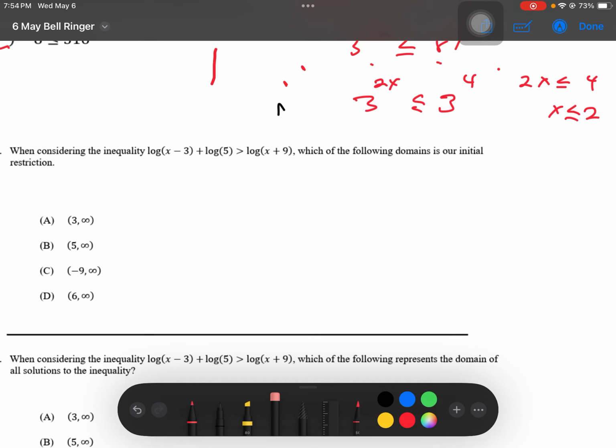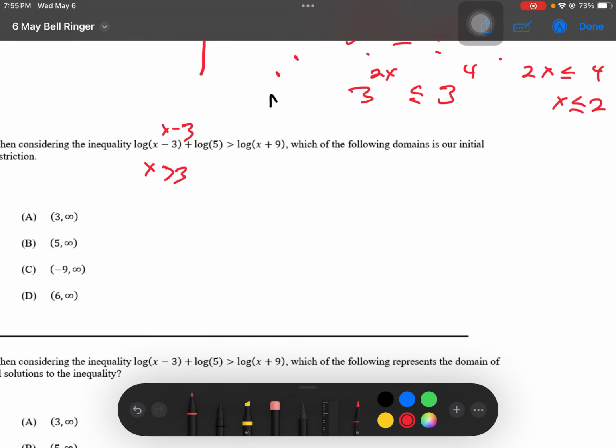So on the first log term, I have x minus 3. Remember, the argument can't be less than 0. It cannot be 0 and it can't be negative, right? So therefore, this must be good for values of x greater than 3. How do you get that? Just simple. I just put x minus 3 is greater than 0 and solve for x. And then this one now must be x is greater than negative 9.